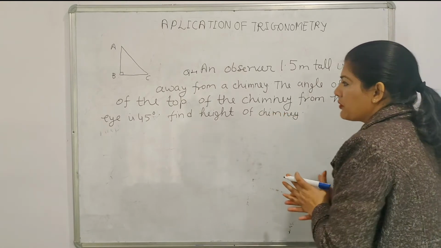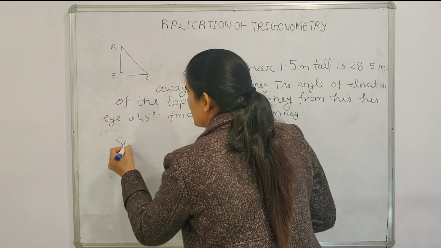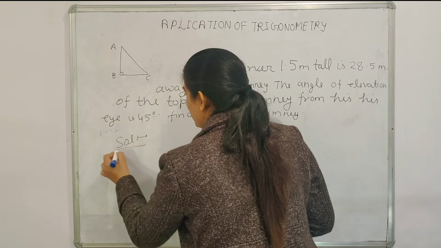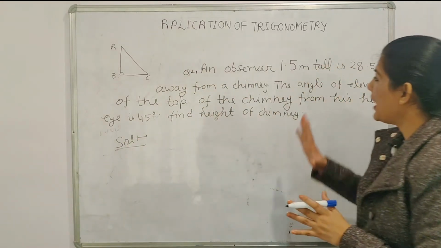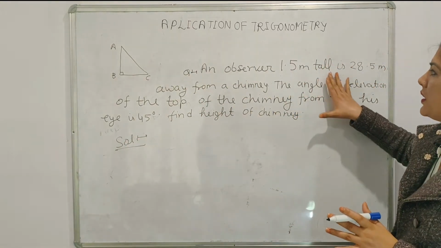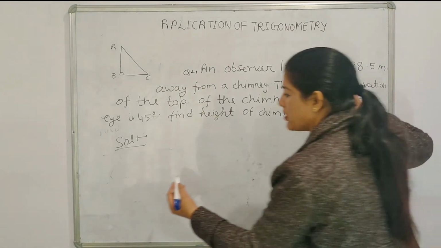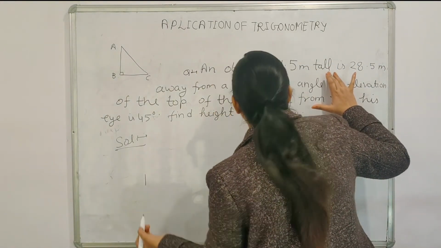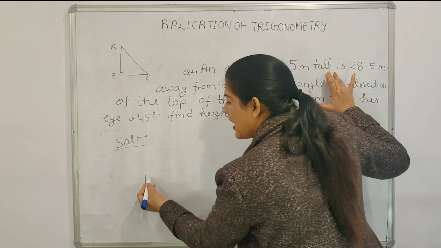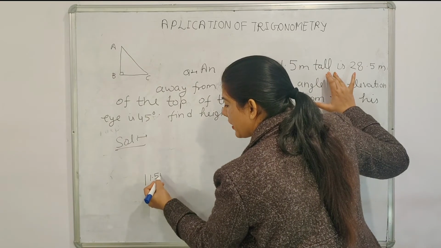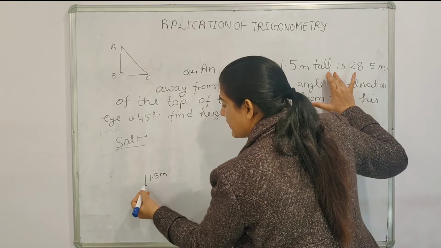So first you have to make the diagram here. That means you have to make the right angle triangle here. An observer 1.5 meter tall. So suppose here the observer, suppose I am the observer and I am 1.5 meter tall and I am standing here.